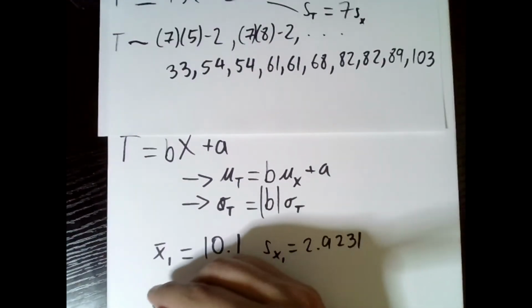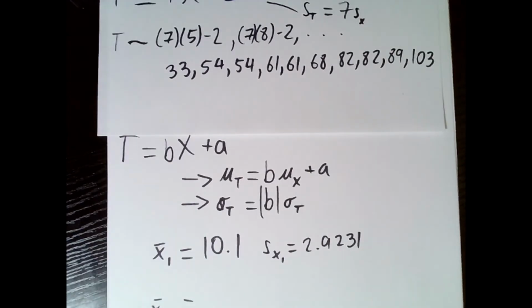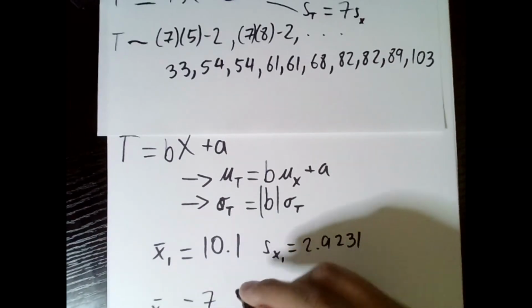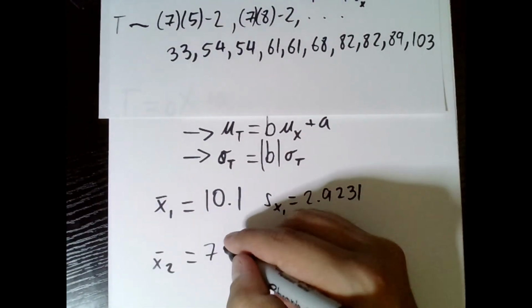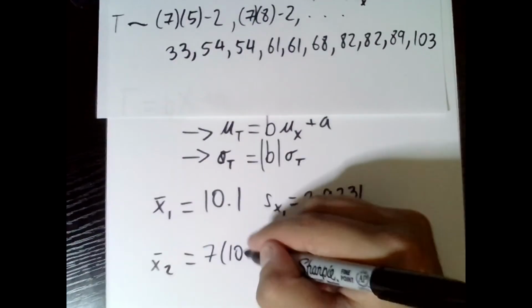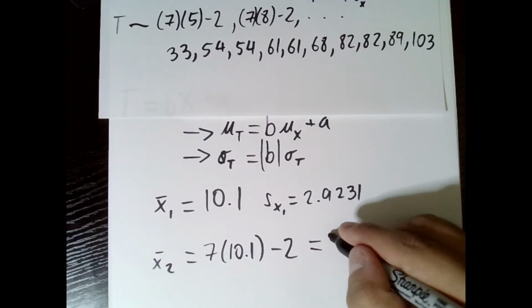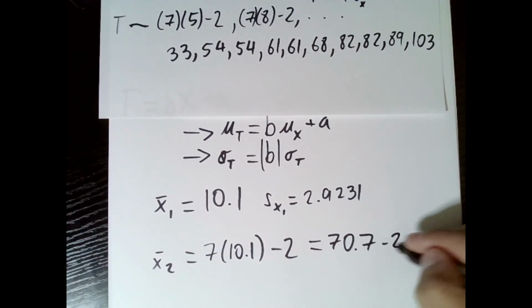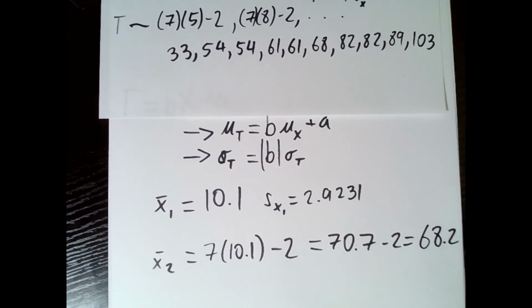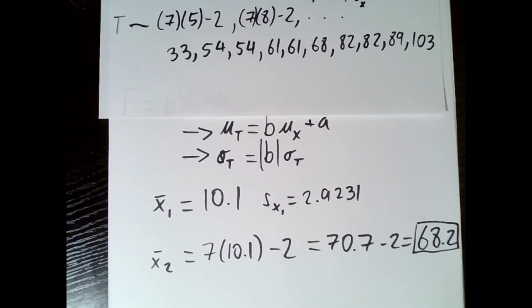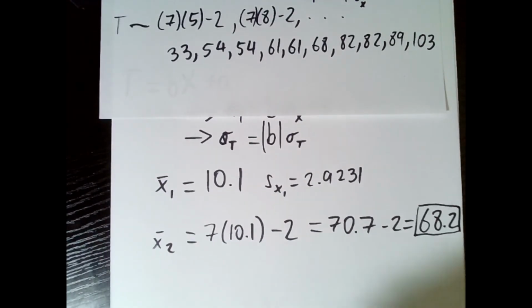Now I've applied this transformation. How are we going to find X bar 2, the transformed sample mean, when we multiply our profits by 7 and then subtract 2? By this definition, it's 7, the factor of multiplication, times the mean of the original distribution, minus our constant. So this is just 70.7 minus 2, and our new mean is $68.2.